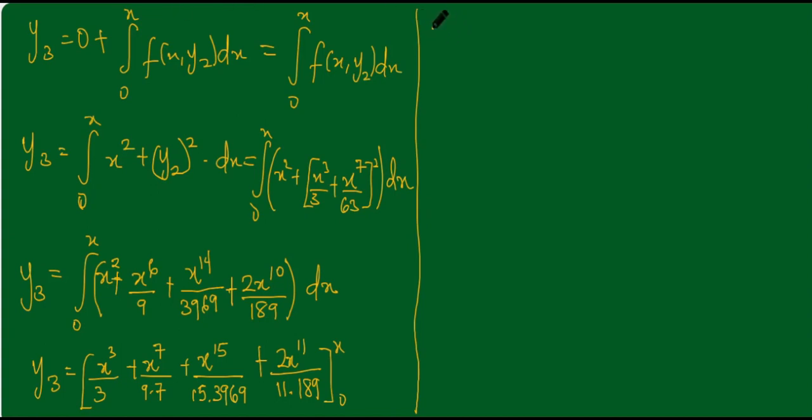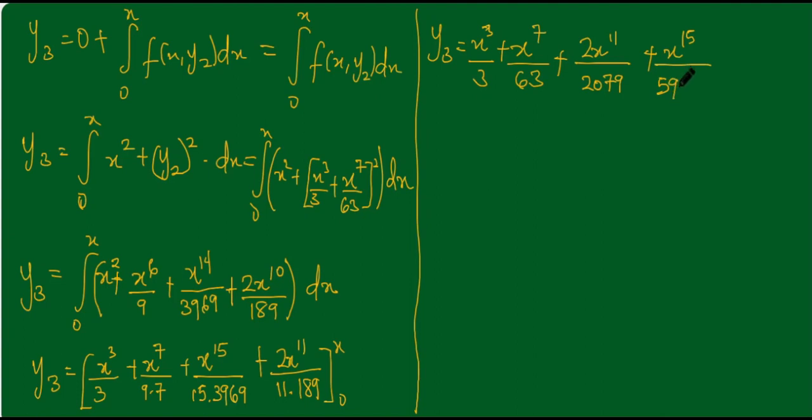So we have our y3 now to be equal to x cubed all over 3 plus x raised to power 7 divided by 63 plus 2x raised to power 11 divided by 2079 plus x raised to power 15 divided by 59,535. So this is what we have as our final answer for y3.